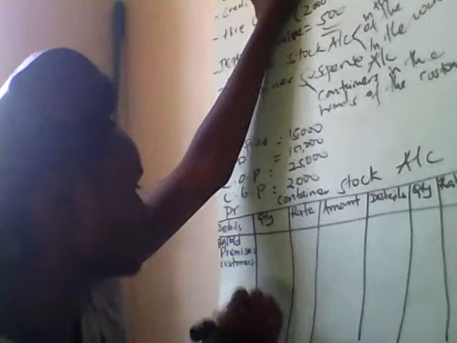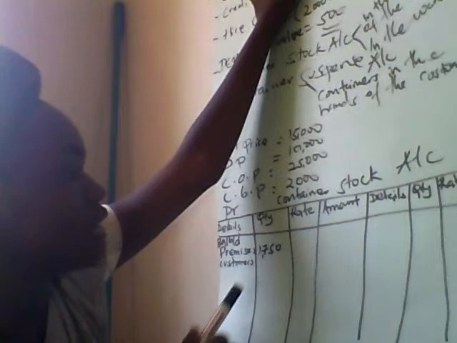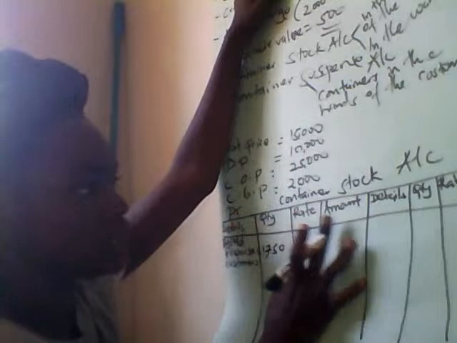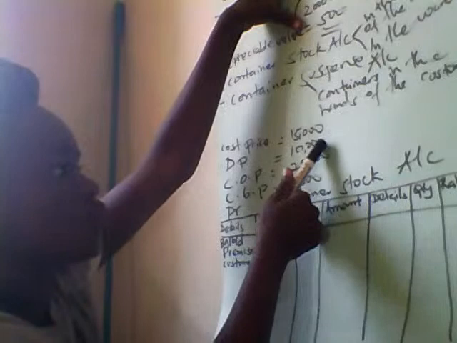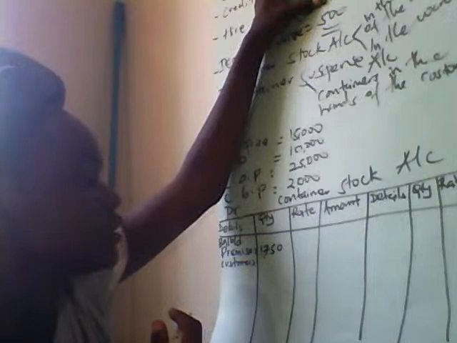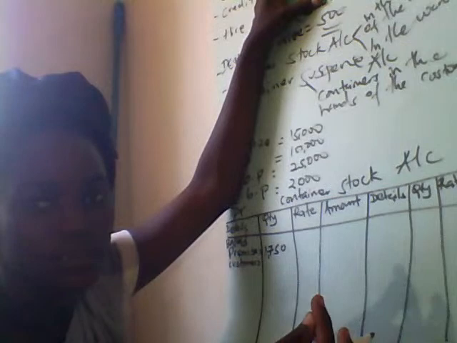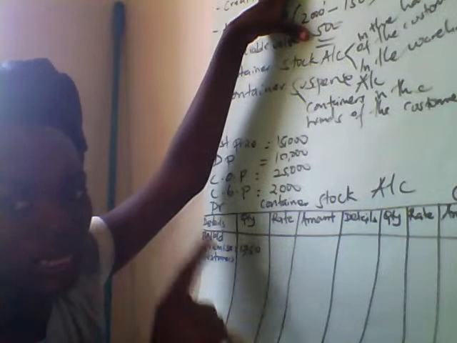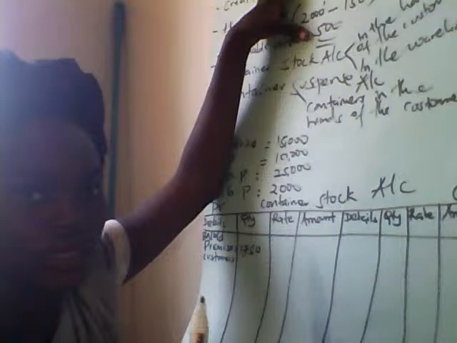So 170 is the quantity. So when we are writing the rates for the opening balances and then the closing balances in the container stock account, we use the depreciable amount. They will not tell you that this is the depreciable amount, but they'll tell you that for stock taking purposes, containers are valued at this. So that is the amount that we take.